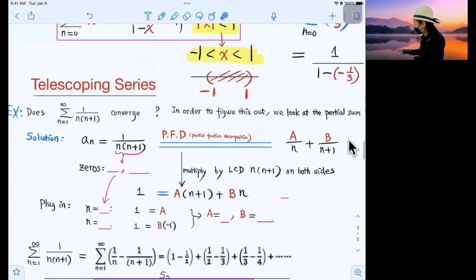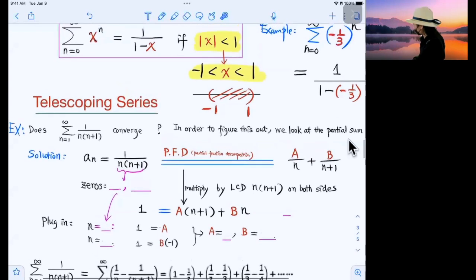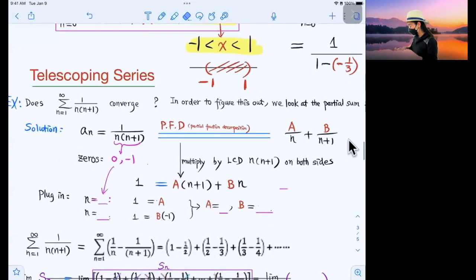And from here, you try to figure out a and b. There are two methods. One method is to plug in special values of n. Those n will be the zeros of the denominator. What are the zeros of the LCD? 0 and -1. Yes, you got it. So 0 and -1. Let's plug this in.